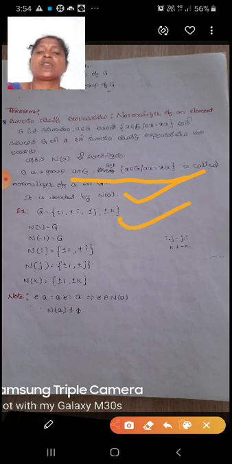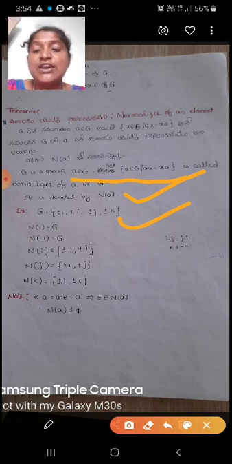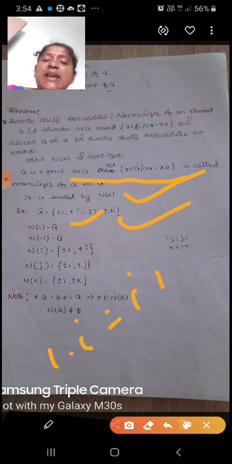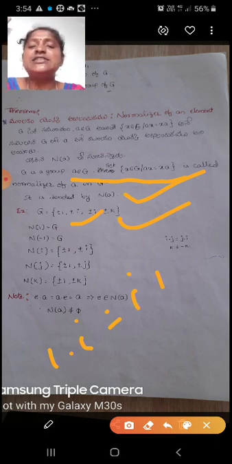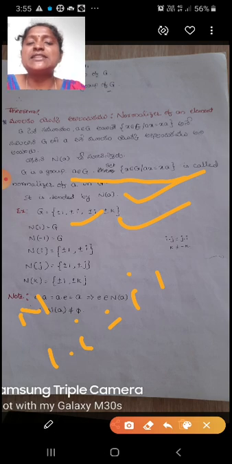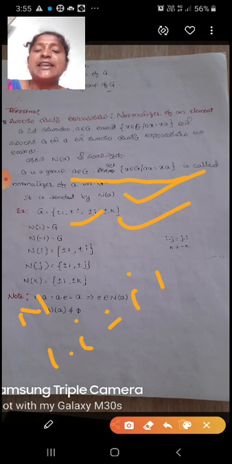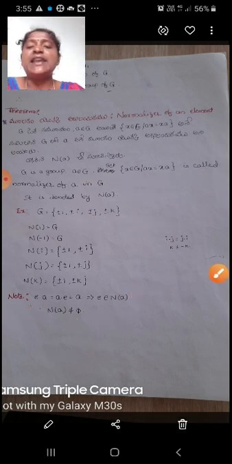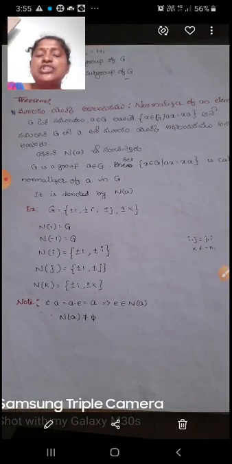Example: G equals plus or minus 1, plus or minus I, plus or minus J, plus or minus K. N of 1 is G, because we can write 1 into I equal to I into 1, and 1 into minus I equal to minus 1 into I. All elements in G will come. So N of 1 equals plus or minus 1, plus or minus I, plus or minus J, plus or minus K. So the normalizer of 1 is G. In the same way, N of minus 1 is also G.